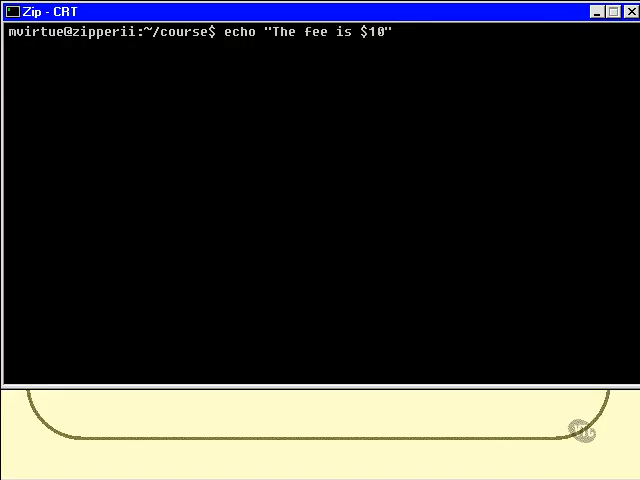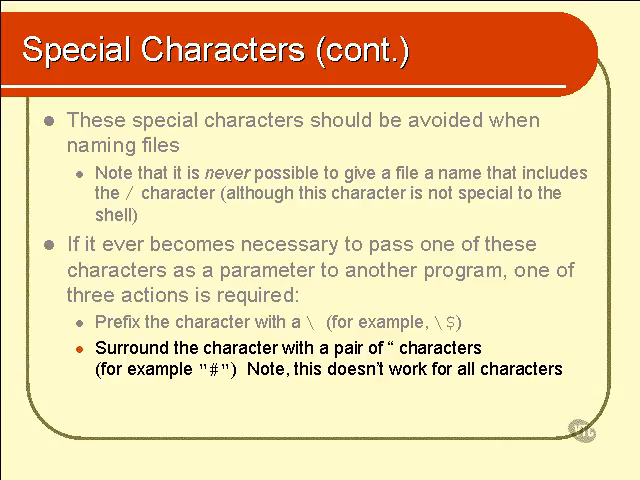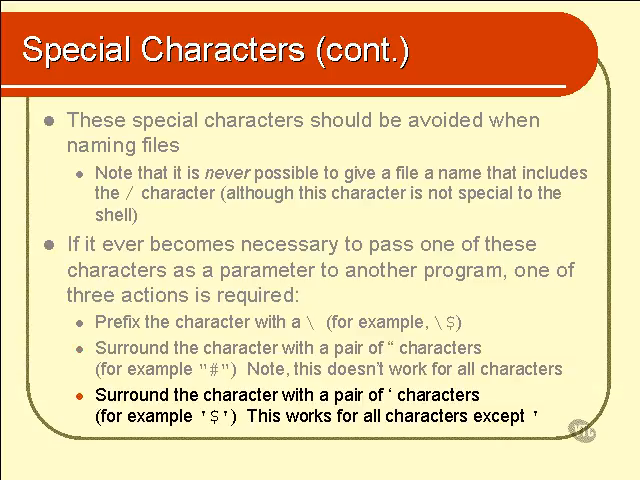Getting back to our earlier example, if I was to put the double quotes around the fee is $10, notice that it doesn't actually fix the problem, because the double quotes don't remove the special meaning of the $. There is another technique we can use if we don't feel like using the backslash character. That third and final technique is to surround the character with a pair of single quote characters or apostrophe characters. And you can do this for every character that there is, except for, of course, the single apostrophe itself.